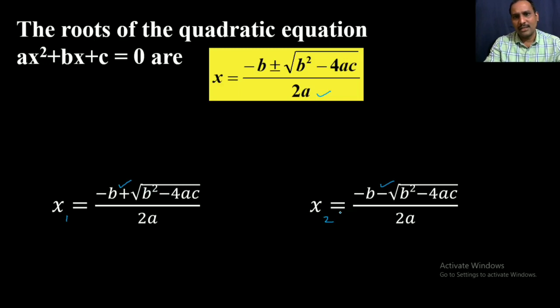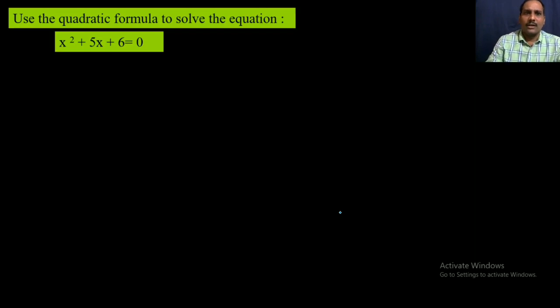So let us do some examples to understand this concept more clearly. Use the quadratic formula to solve the equation x square plus 5x plus 6 equal to 0. Solving the equation means finding the unknown. So here the unknown variable is x. So let us compare this with ax square plus bx plus c equal to 0.